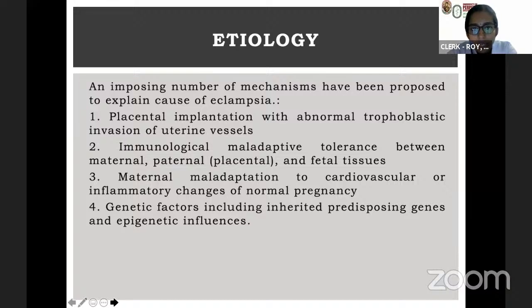As for the etiology, an imposing number of mechanisms have been proposed to cause preeclampsia. One is placental implantation with abnormal trophoblastic invasion of uterine vessels. The second is immunological maladaptive tolerance between maternal, paternal, and fetal tissues. The third is maternal maladaptation to cardiovascular or inflammatory changes of normal pregnancy. And the fourth is genetic factors, inherited predisposing genes, and epigenetic influences. Most likely, if a first degree relative has a history of hypertension, the pregnant woman also has a high chance of developing hypertension.